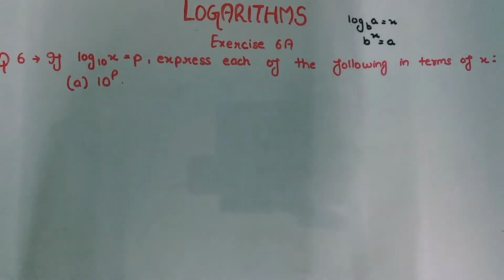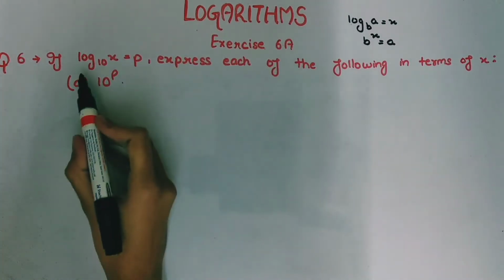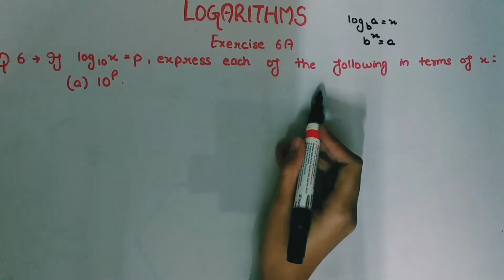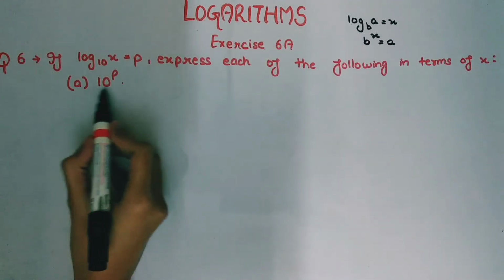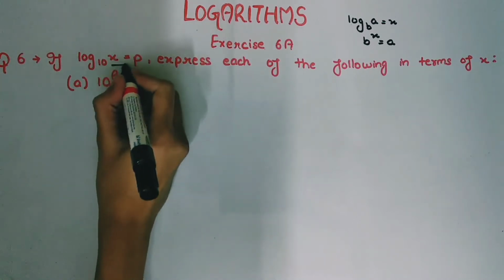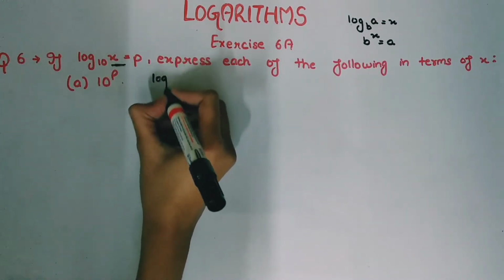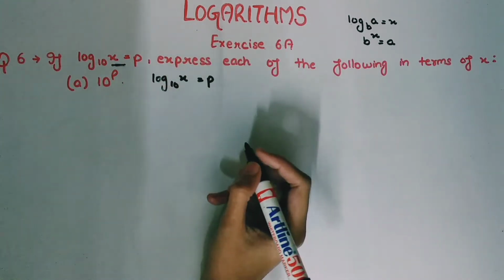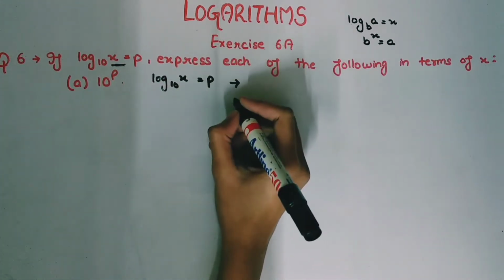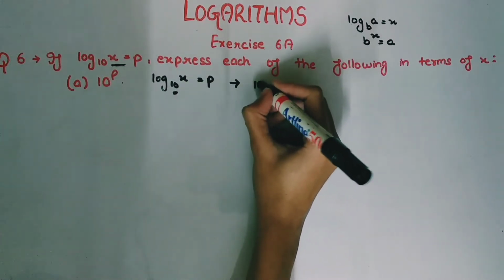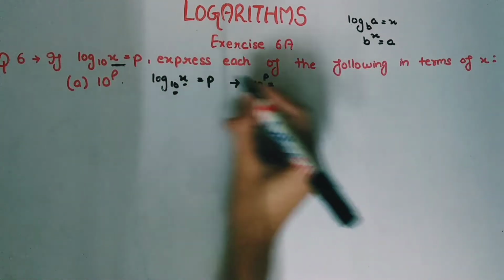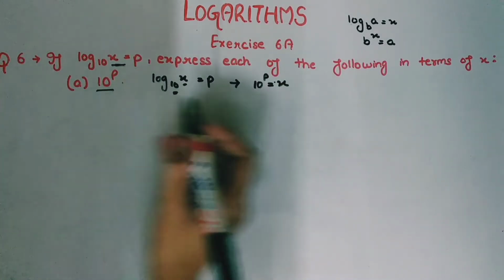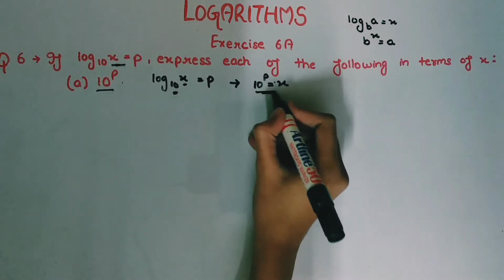We have the sixth question: if log of x to base 10 is equal to p, express each of the following in terms of x. First of all, we have 10 raised to power p. We will take this logarithm equation, log of x to base 10 is equal to p. When we write it in the exponential form, that is 10 raised to power p is equal to x. Here we need to find 10 raised to power p, and 10 raised to power p is equal to x.